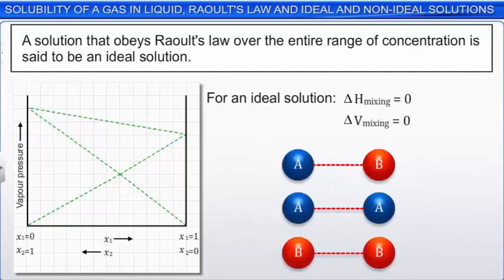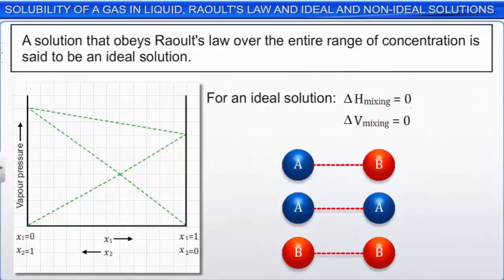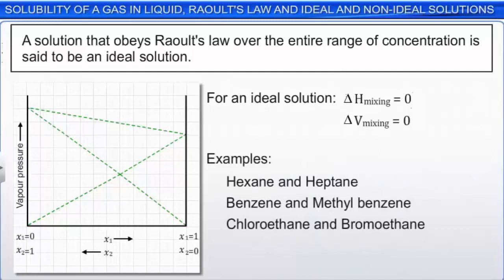However, in real life, there is actually no such thing as an ideal mixture, but some liquid mixtures get fairly close to being ideal. These are mixtures of two very closely similar substances. Some common examples of mixtures that show nearly ideal behavior are hexane and heptane, benzene and methylbenzene, chloroethane and bromoethane. Since ideal solutions obey Raoult's law, they show the graphical behavior as shown here.